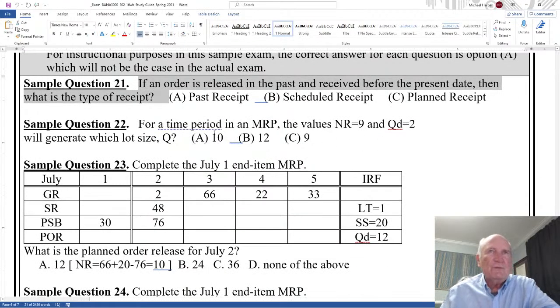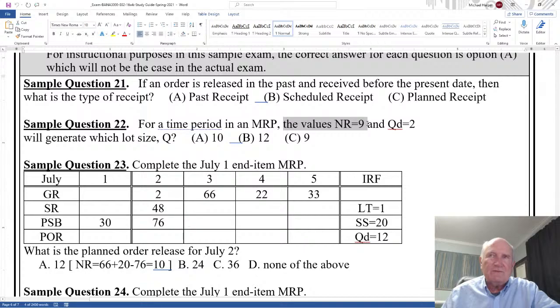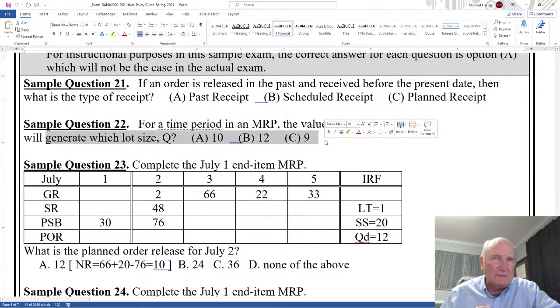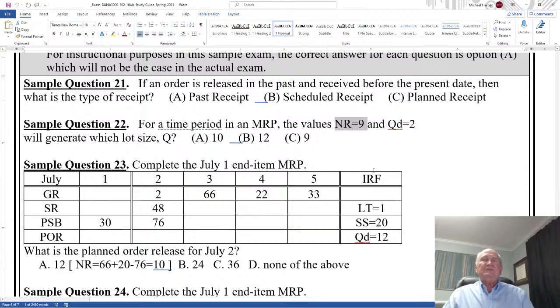Question 22. For a time period, now what I mean by this is any time period within an MRP, the net requirements of 9 and the lot size discipline fixed at 2 will generate a lot size of what? Which lot size? So the idea here, I'll always have fixed at 2. But the net requirements will change.